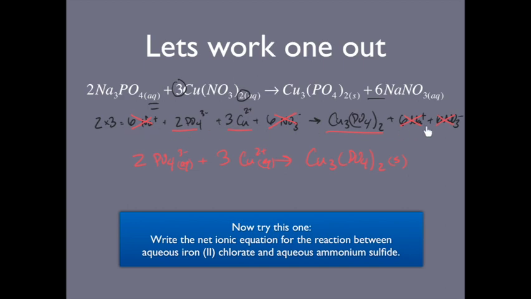I write out the full ionic, cross out the spectators, and just write what's left, which is the net ionic equation. If there was a follow-up question that asks what are the spectator ions, it would be the ones you've crossed out. It would be the sodium ions and the nitrate ions.